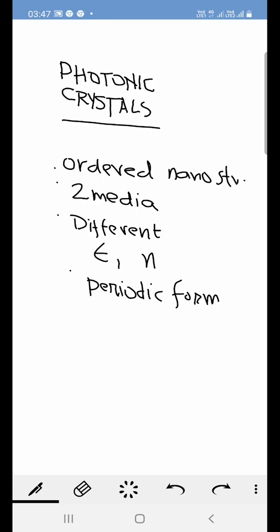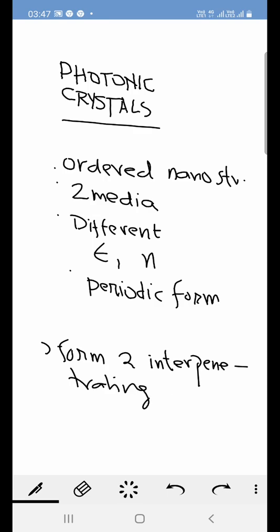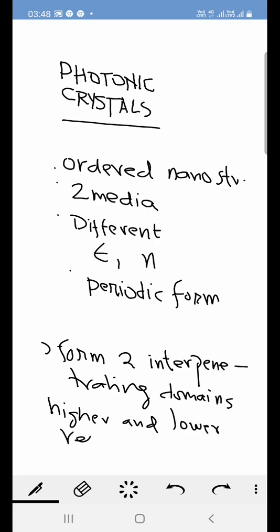In other words, they form two interpenetrating domains, one of higher refractive index, the other of lower refractive index. So higher and lower refractive indices.